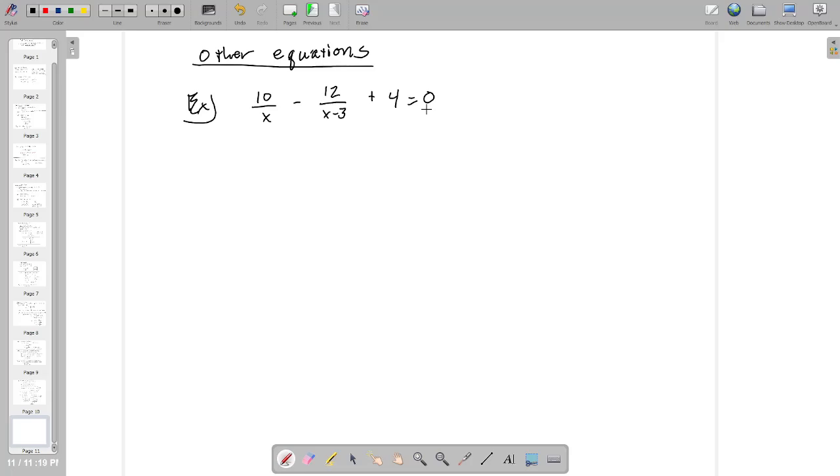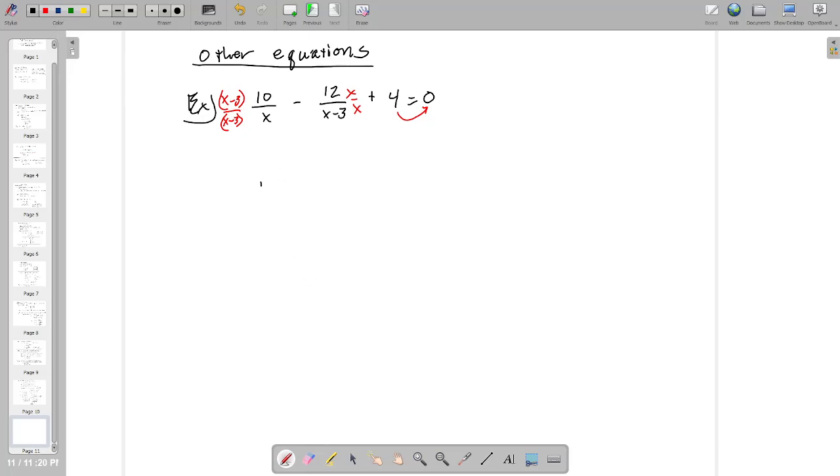Now, in order to combine these first two fractions, what we need to do is find a common denominator. So our common denominator is going to be a product of the denominators here, since they share no factors. I'm going to multiply this one top and bottom by x minus 3, and multiply this one top and bottom by x. And I'm going to move the 4 to this side by subtraction. So it's not going to be a 4 on the right, it's going to be a negative 4.